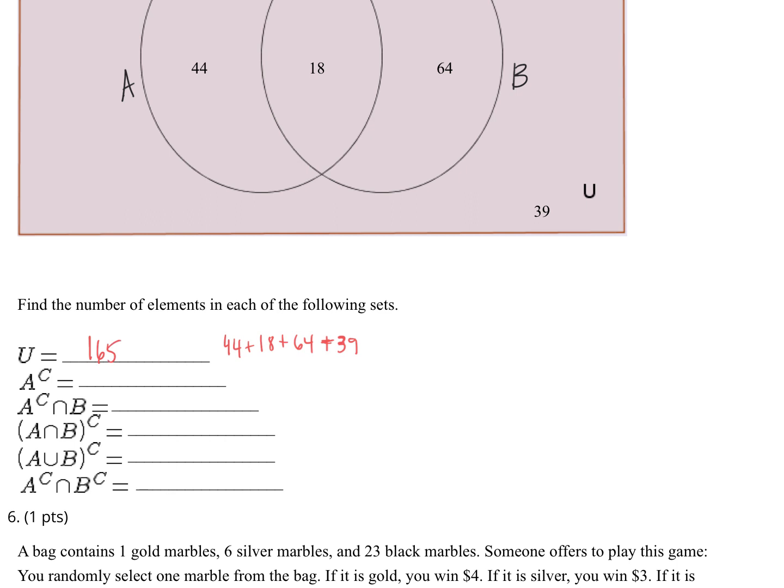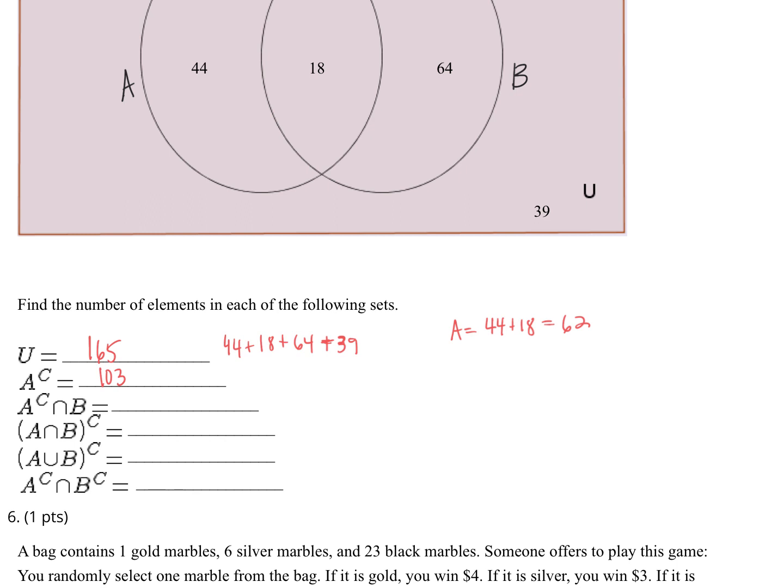How many are in the complement of A? Set A has 44 plus 18, so that's 62. So the complement would be 165 minus 62, which is 103. Alternatively, you could have added everything that's not in A. So we could have just done 64 plus 39, and that also would have given us 103.